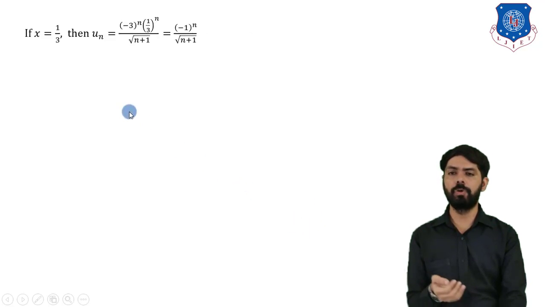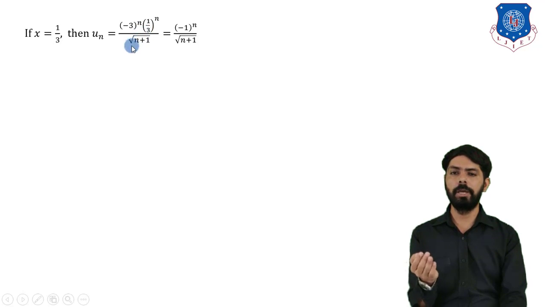Now we will discuss for x equal to 1 divided by 3. So if x is equal to 1 divided by 3, then un is equal to (minus 3) raised to n into (1 divided by 3) whole raised to n divided by root n plus 1. If we simplify this, then minus 3 raised to n can be written as 3 raised to n into (minus 1) raised to n divided by 3 raised to n. So here 3 raised to n, 3 raised to n cancel out. So it will be (minus 1) raised to n whole divided by root n plus 1.